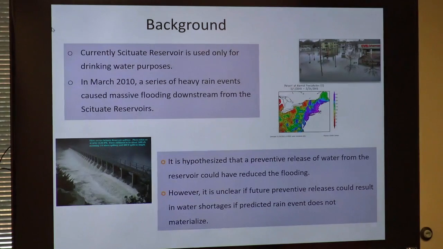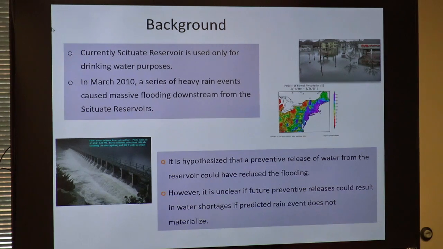So the background of the study, where did we get this idea of doing this work, is basically from Scituate Reservoir being the primary drinking water reservoir for the state of Rhode Island. There are many events that have caused flood downstream, but the event in particular which we're talking about, the 2010 event, had some serious impact downstream.